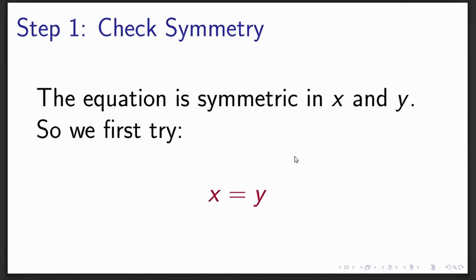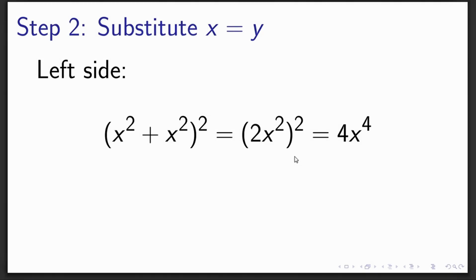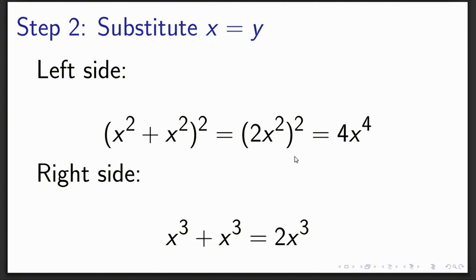We can see that there is a symmetry in x and y. This means I can try x is equal to y. When I substitute x is equal to y on the left side, I will get (x squared plus x squared) whole squared, which is (2x squared) whole squared, equal to 4x to the power 4. Similarly, I can substitute on the right side as well. I will get x cubed plus x cubed is equal to 2 times x cubed.